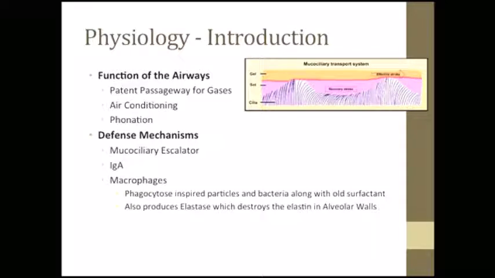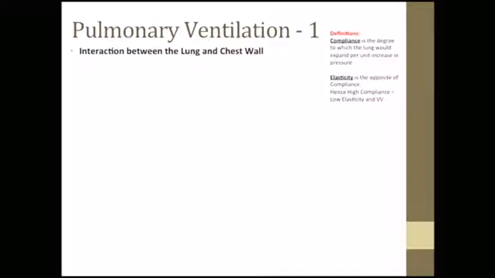So the function of the airways is to allow for passageway of gases. Air conditioning, so you make it more humid and warmer. And phonation, of course, to speak. It also has defense mechanisms. So you have your mucociliary escalator, which is what I explained earlier. Your cilia push up the mucus for you to swallow. IgA is the immunoglobulin found in mucus, which helps to get rid of any pathogens trapped in there. Macrophages, like I said, phagocytose all the junk.